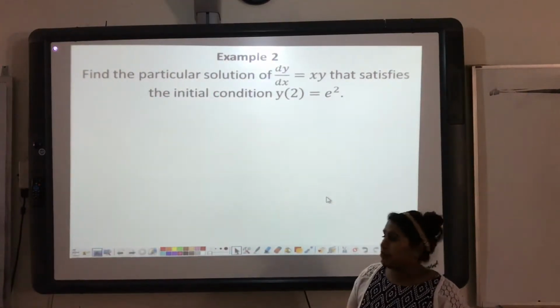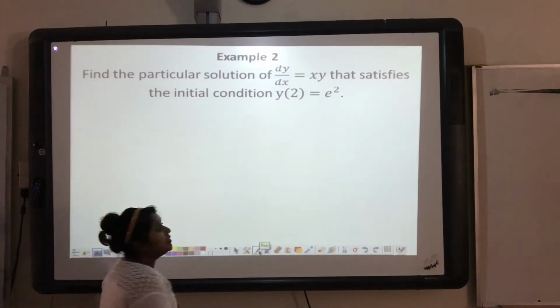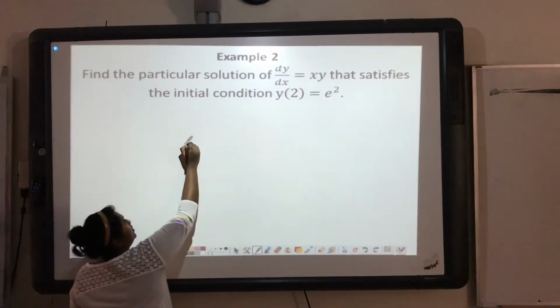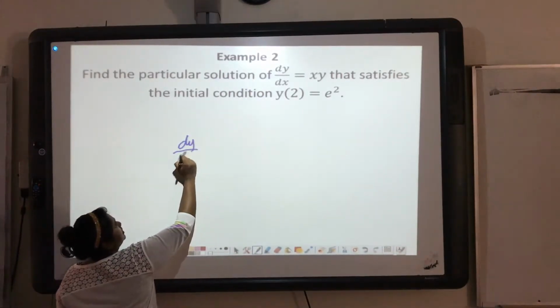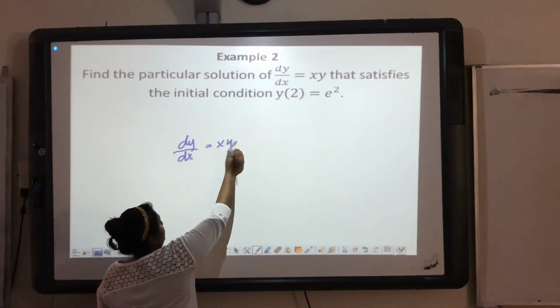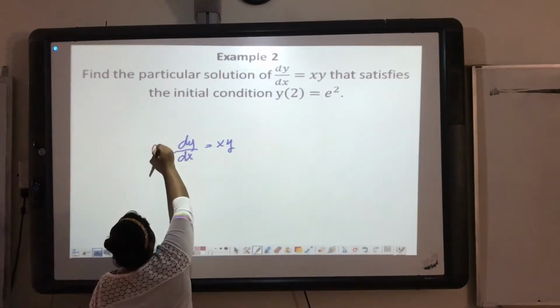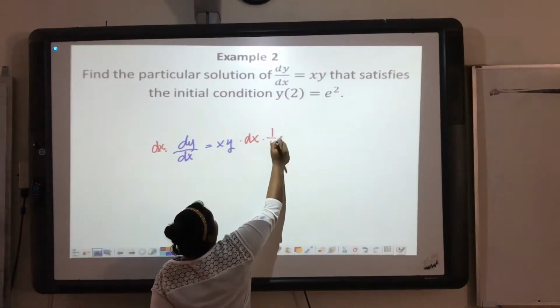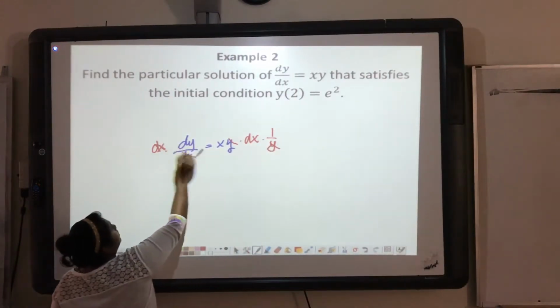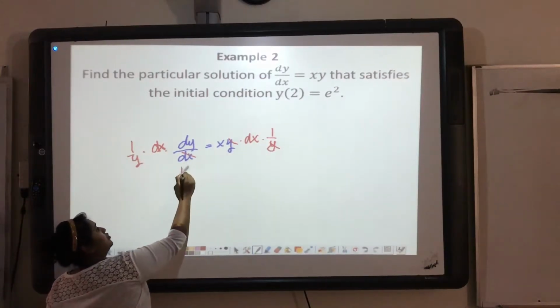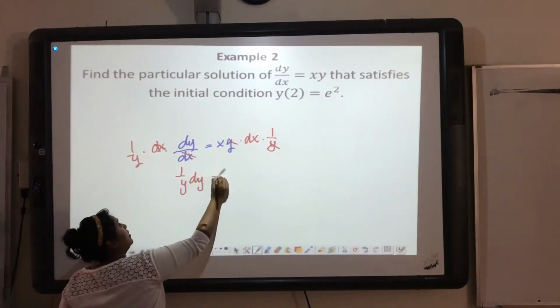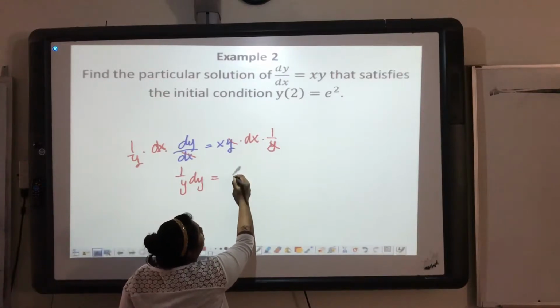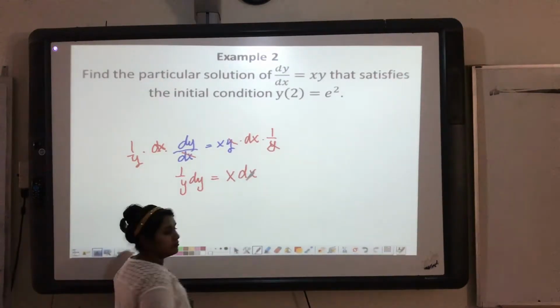Okay, we have another example. So let's go ahead and do that. Step 1, let's separate our variables. So we have dy over dx is equal to xy. And I'm going to bring my dx over. I'm also going to get rid of my y over here. And this becomes 1 over y dy is equal to x dx, right?